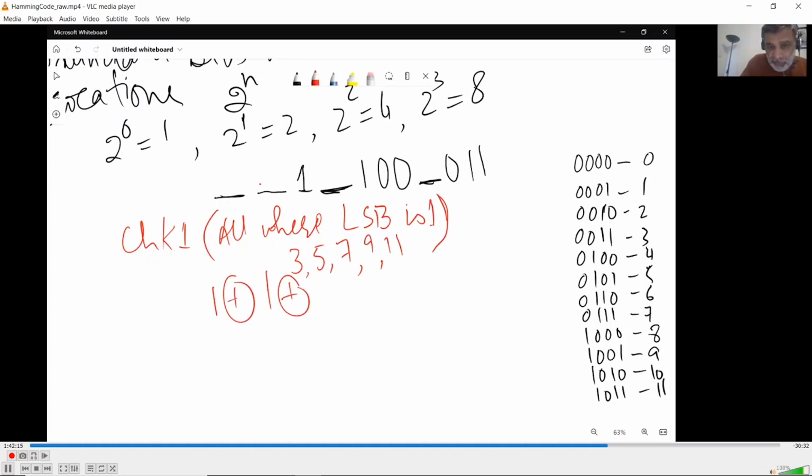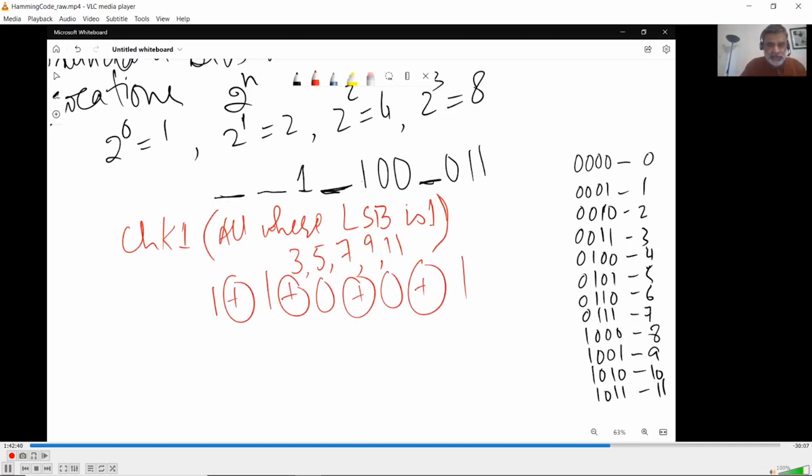So we are starting from 1, 2, 3, 3, because 2 raised to the power 0 is 1. 3, 5, 7. So 3, 5, 6, 7. 7 is 0. Then exclusive OR of 9. 1, 2, 3, 4, 5, 6, 7, 8, 9, which is 0. Then exclusive OR of 11. 1, 2, 3, 4, 5, 6, 7, 8, 9, 10, 11.